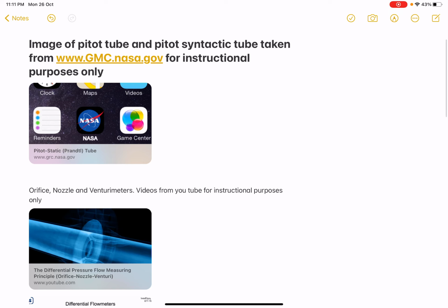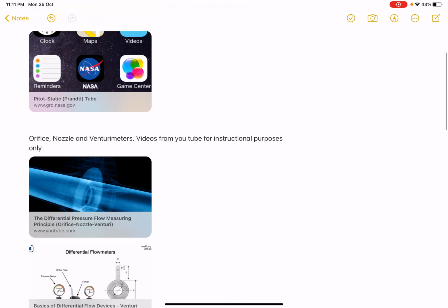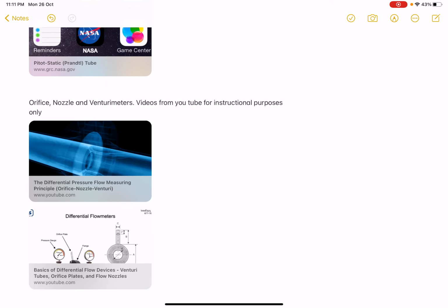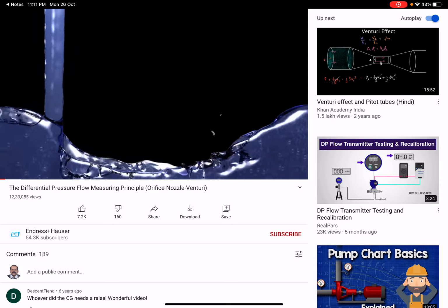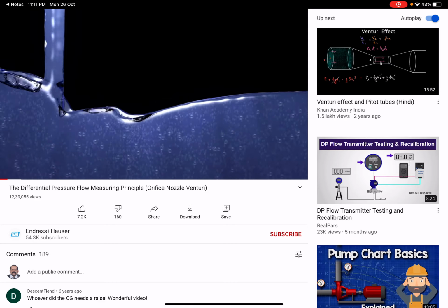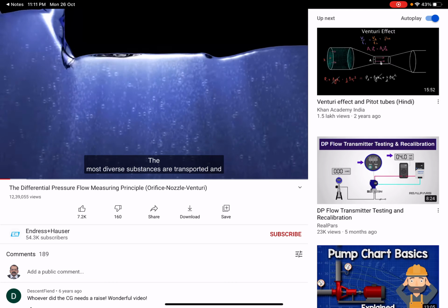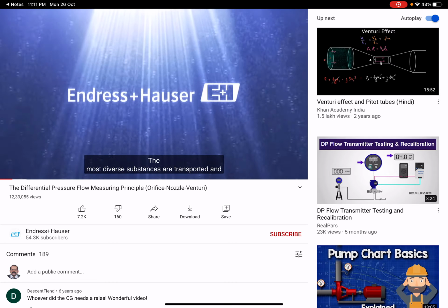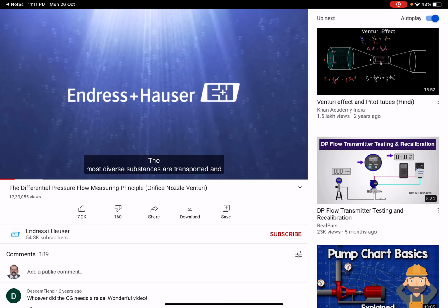So this was, you could see the design of the three devices here, and there's another nice video, so you can have a look at these videos separately after the class. There's another one again illustrating these three principles, which also visualizes the flow. This video is from Endress and Hauser, and the video is listed here, and you can later see these. We'll just play a bit of this.